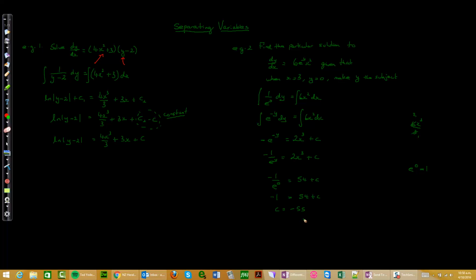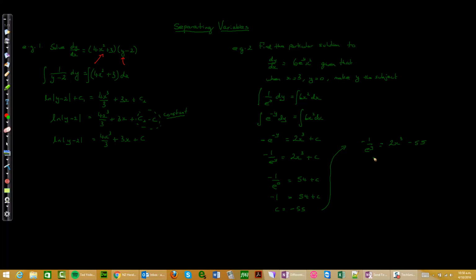Okay, so coming back to our question, we need to substitute that in and make y the subject. Just going to make a bit of room on the right hand side here. So coming back to, say, this point here where we can now substitute c in, we would have negative 1 over e to the power of y. In fact, I'm just going to use the line down, equals that 2x cubed minus 55.